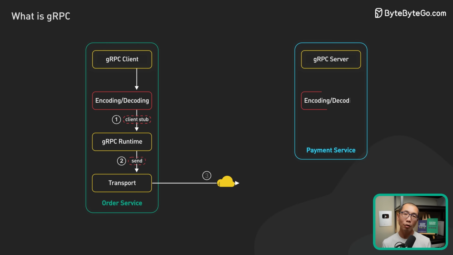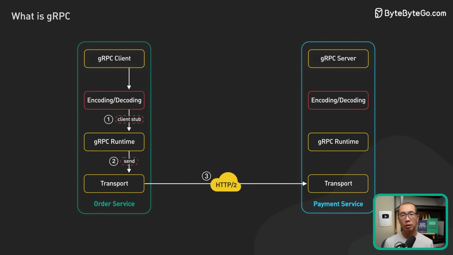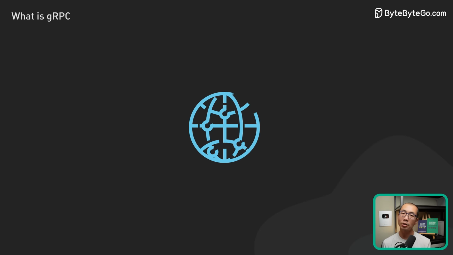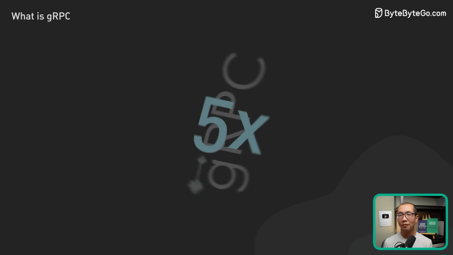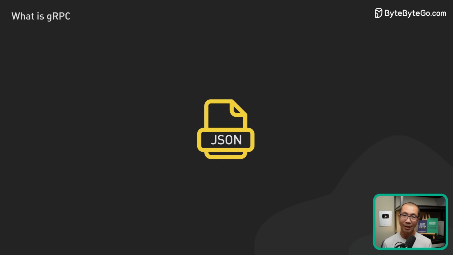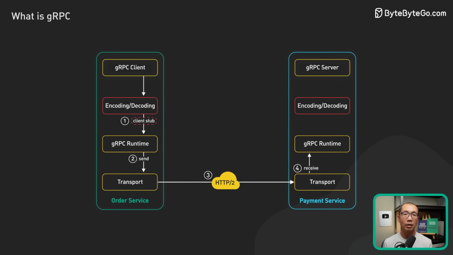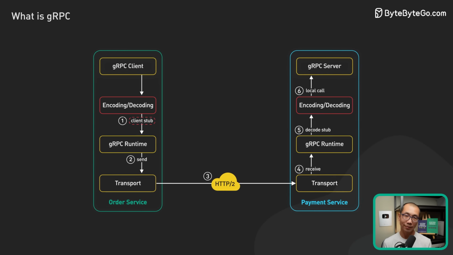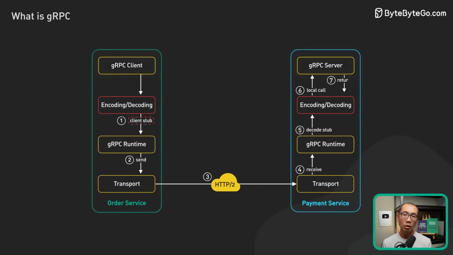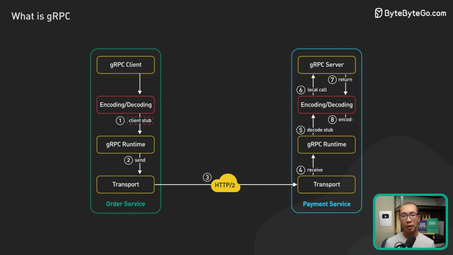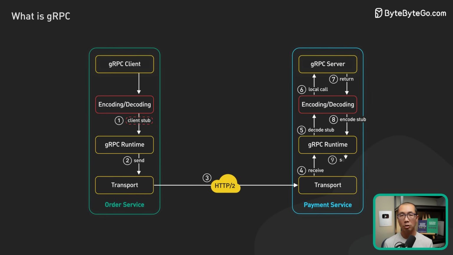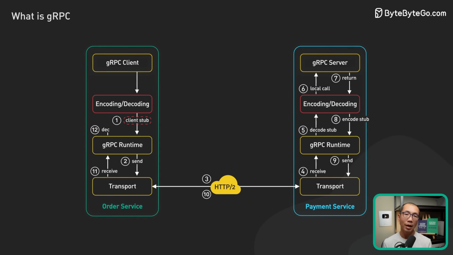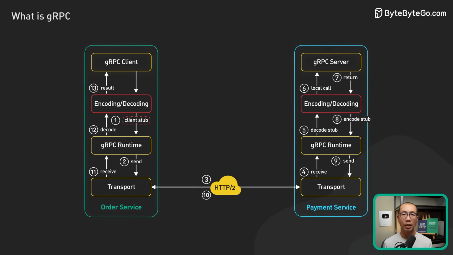gRPC encodes the data passed to the client stub into protocol buffers and sends it to the low-level transport layer. gRPC sends the data over the network as a stream of HTTP2 data frames. Because of binary encoding and network optimization, gRPC is said to be 5 times faster than JSON. The payment service receives the packets from the network, decodes them, and invokes the server application. The result returned from the server application gets encoded into protocol buffers and sent to the transport layer. The order service receives the packets, decodes them, and sends the result to the client application.